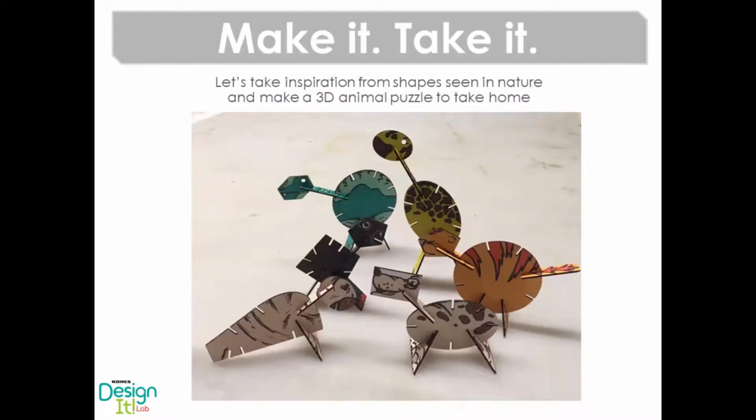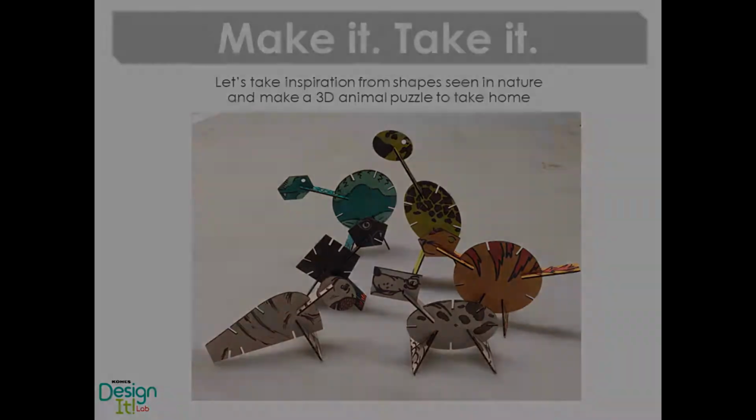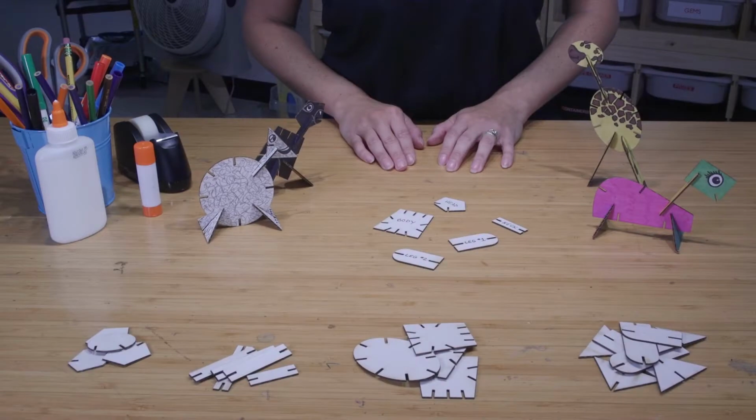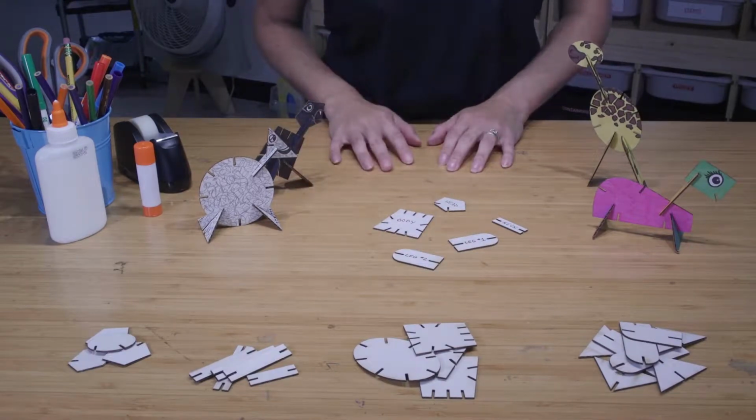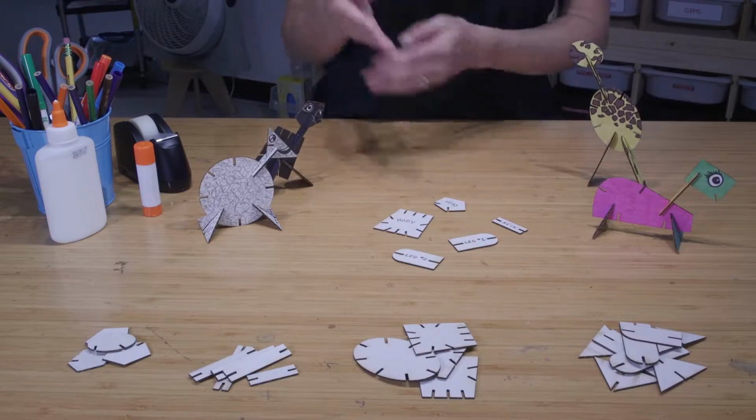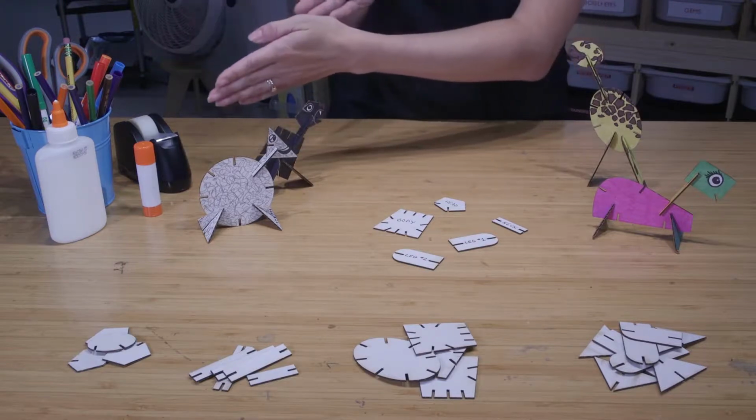Let's now take inspiration from the shapes seen in nature to make a 3D animal puzzle. As we get started, think about the general shapes you see in animals. Think a little deeper about the patterns you see in animal print. To get started, lay all your materials out in front of you. You will need cardboard pieces, markers, and maybe some glue if you want to make your puzzle permanent.